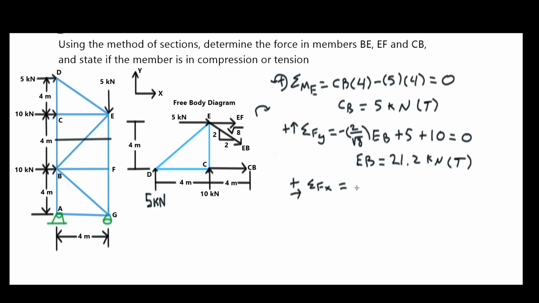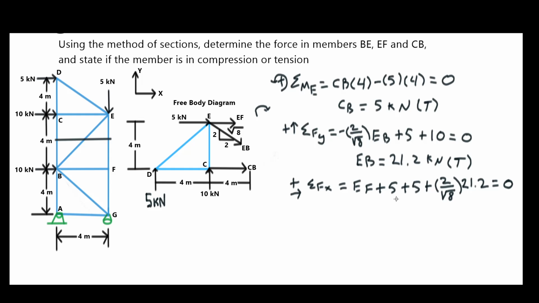We'll start with our unknown variable, which is EF. Then we'll add this 5 kilonewtons here, which is 5. And then we'll add CB, which is also 5 kilonewtons, plus 5. And then once again, we have to take into account the angle of EB. So the x value of this triangle is also 2, and EB is going in the positive x direction, left to right. So we'll go ahead and add a positive 2 over radical 8 times 21.2. That's going to be equal to 0.